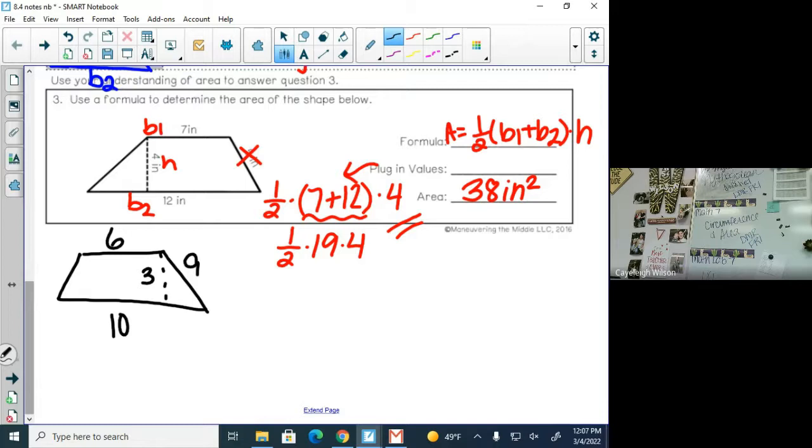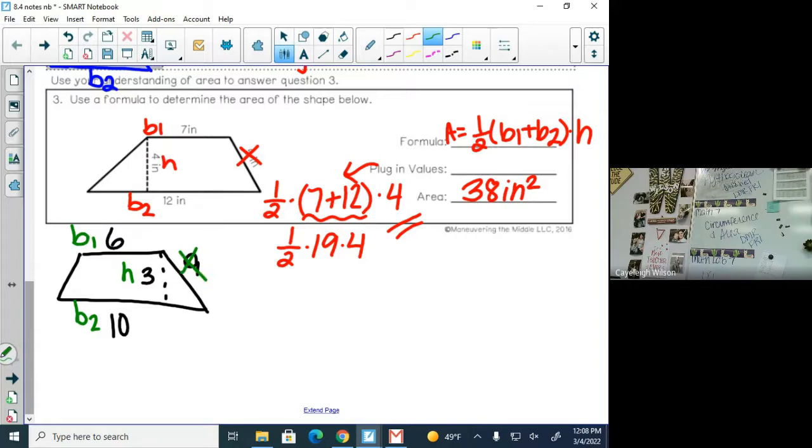Okay, all right, so looking at this, this is a trapezoid. So I know that I'm using my trapezoid area formula. All right. So, Allie, what would my base 1 be? 6. Oh. All right, Cameron, what's my base 2? 10. Okay. Rodrigo, what's my height? 3. This 9's there to mess me up.